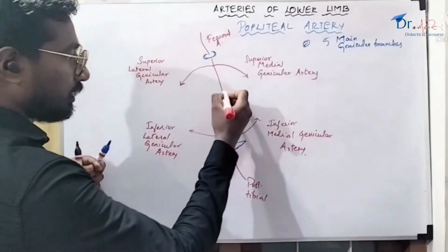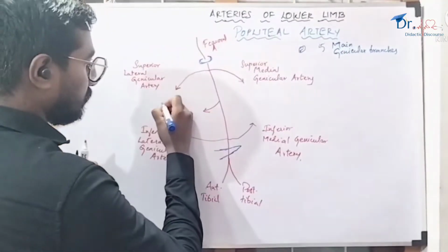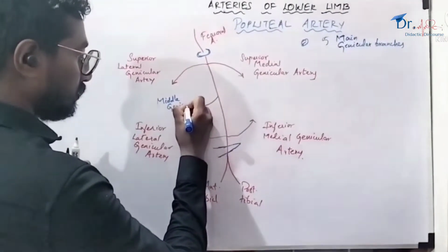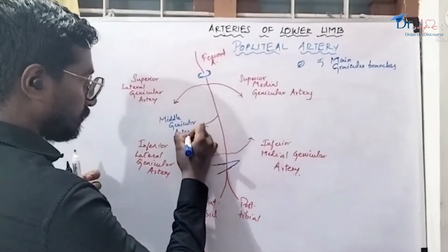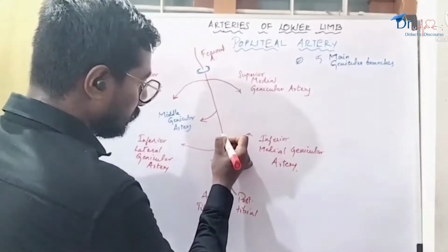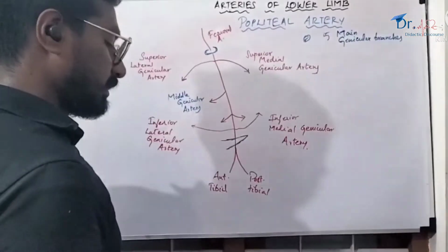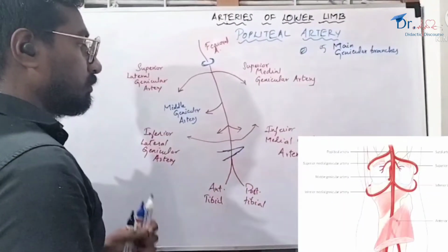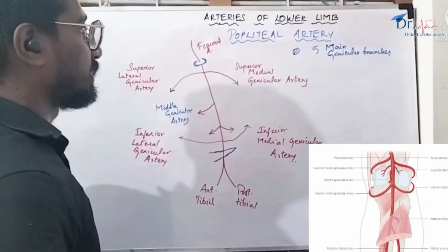It also gives a branch in the middle called the middle genicular artery, and in the end it gives rise to 2 branches, which are nothing but the sural arteries, the lateral and medial sural arteries, to supply the soleus muscles. So I hope we are clear about the popliteal artery and its branches.